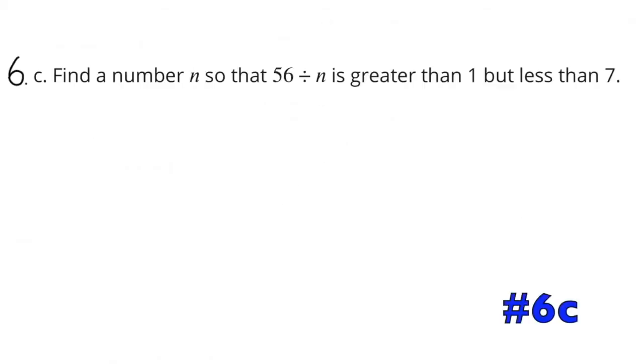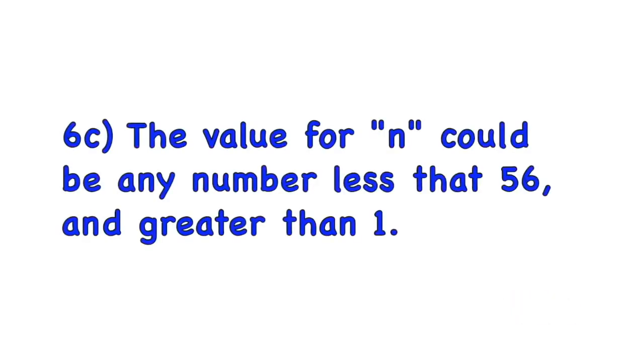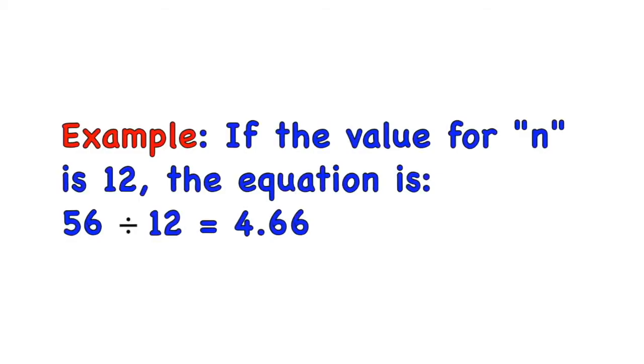C. Find a number n so that 56 divided by n is greater than 1 but less than 7. The value for n could be any number that's less than 56 and greater than 1. For example, if the value for n is 12, the equation is 56 divided by 12 equals 4.66, which is 4 and 66/100ths, and that obviously is greater than 1 and less than 7.